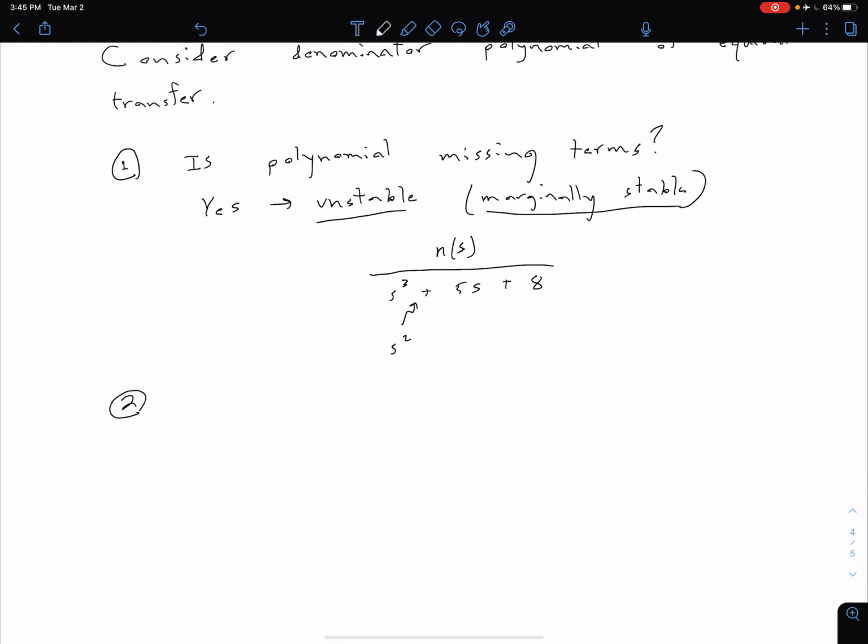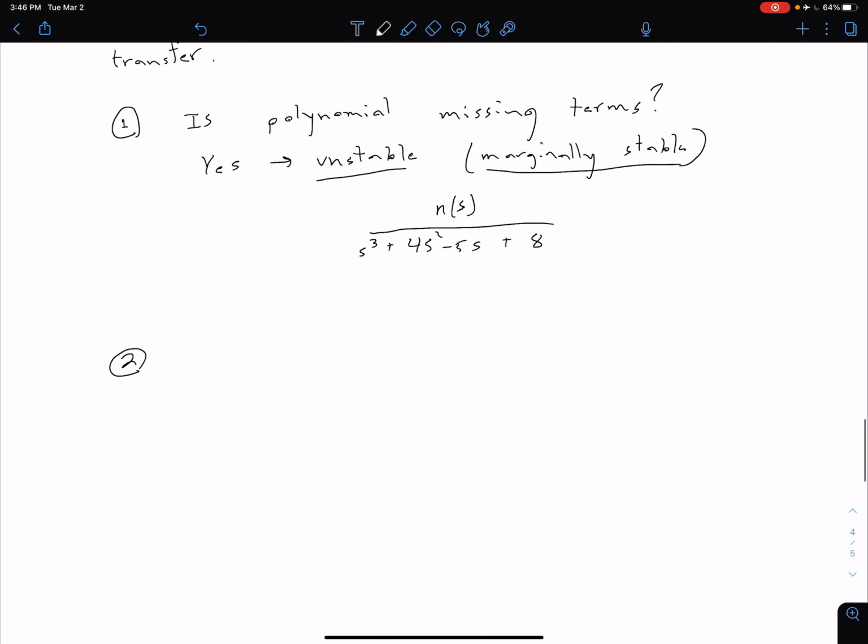The second thing that we can consider, so maybe it has all of the terms. Let's adjust this. Let's say it has s cubed plus 4s squared minus 5s plus 8. The second thing that we're looking for is to see if all of the coefficients in that polynomial have the same sign. So do all polynomial coefficients have the same sign?